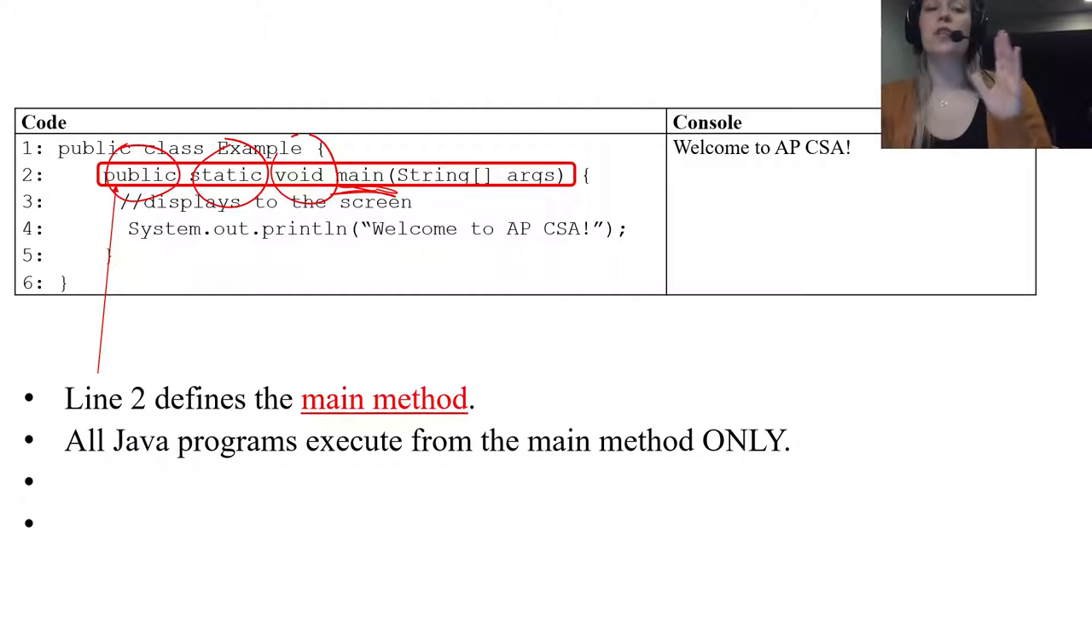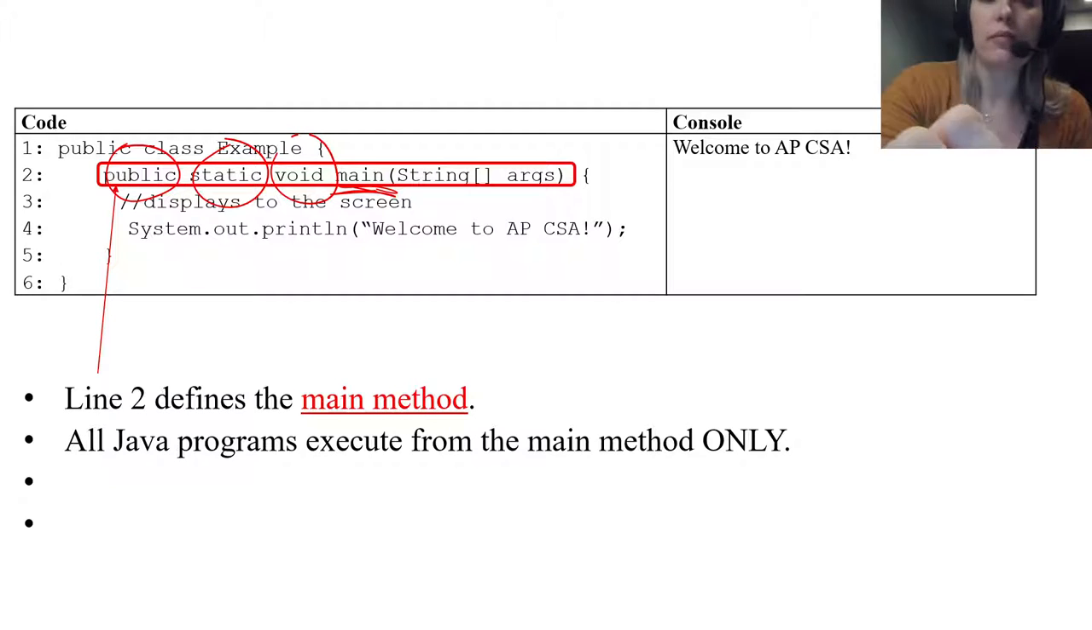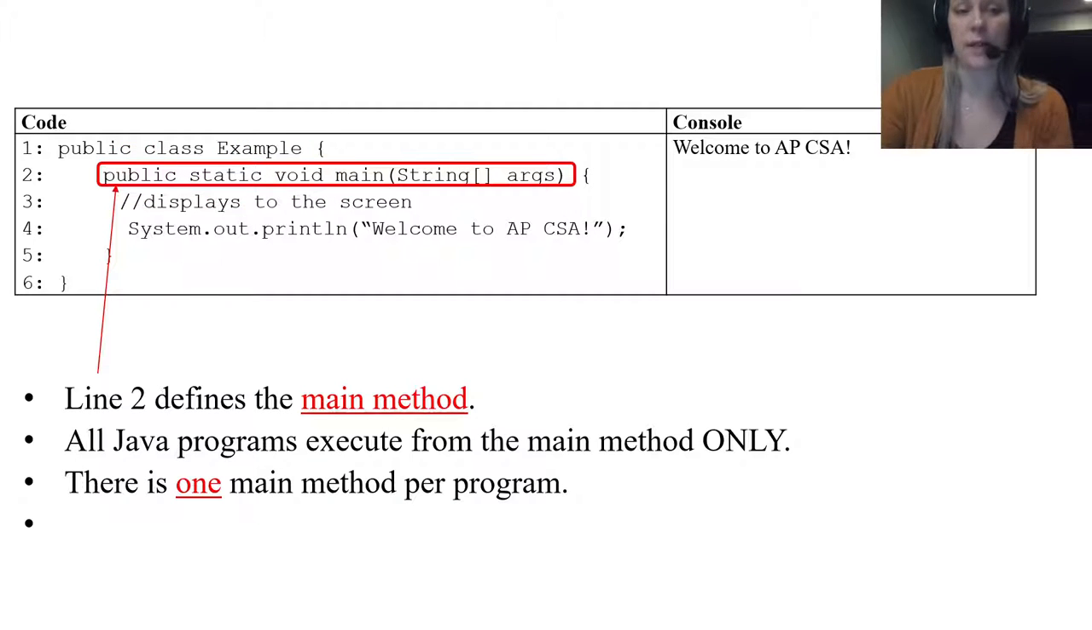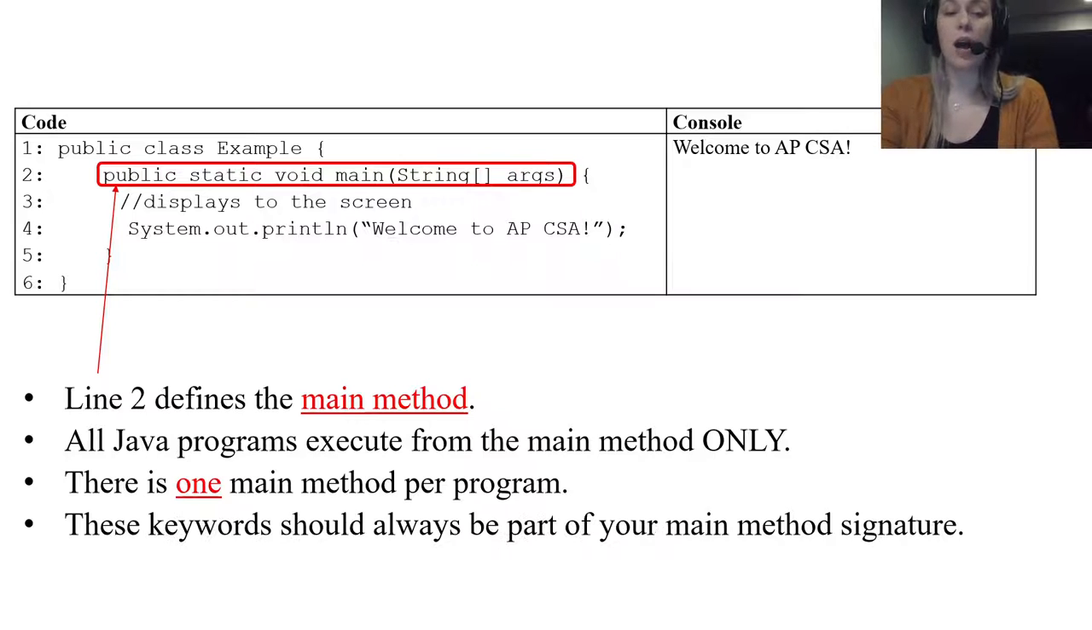After the method, you see we have parentheses, and we have this jumble of symbols here. We have String, open closed brackets, and then something called args. Now, we'll define all of that later. Just have them in your program for right now. There's only one main method per program, but your program can have multiple methods. They just can't be called main. There's only one main method.